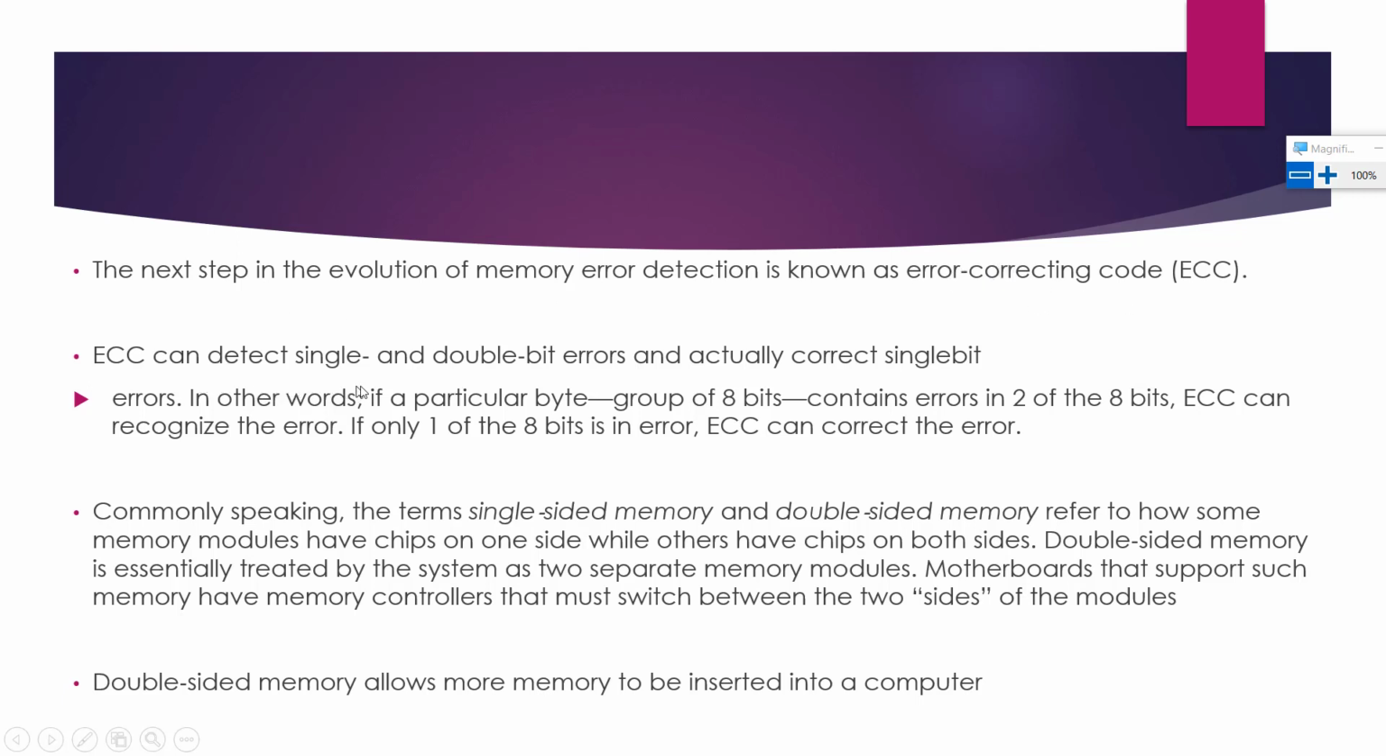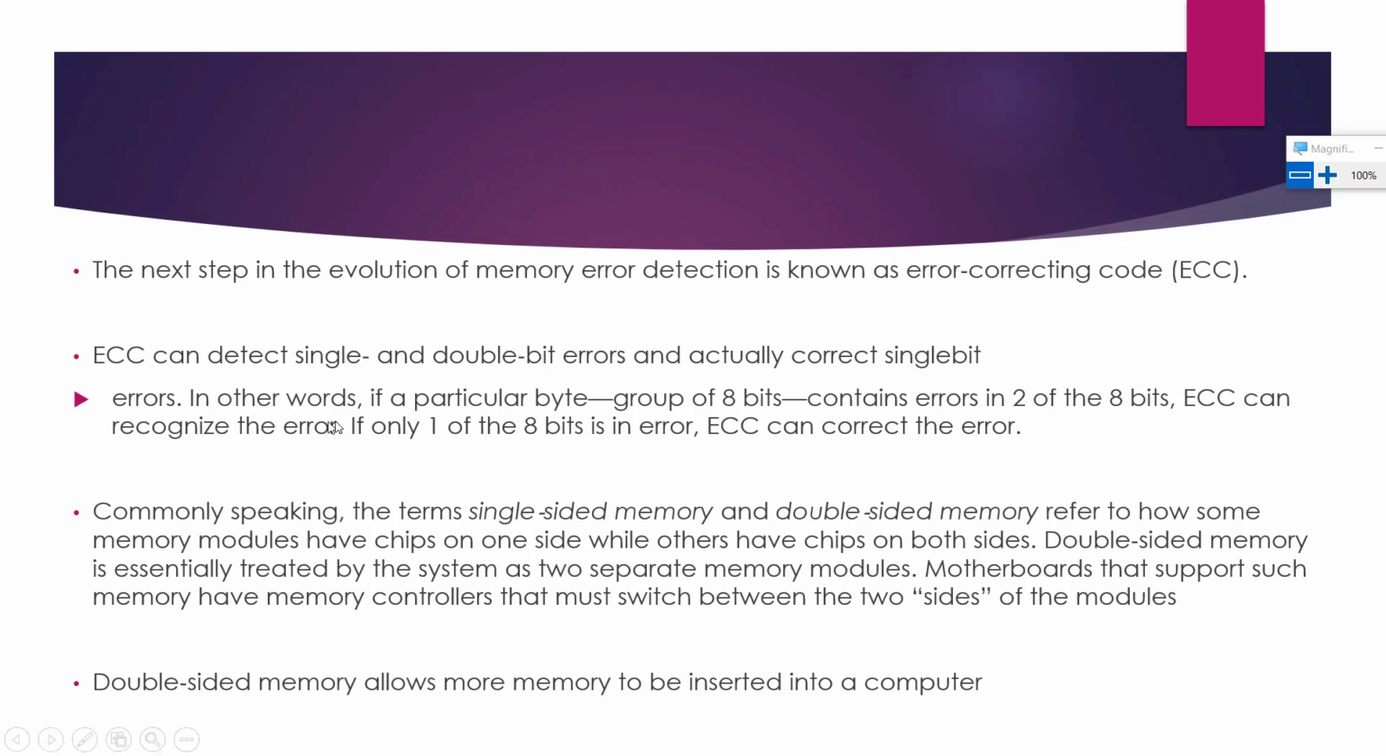ECC can detect single and double bit errors and actually correct single bit errors. In 1 byte there are 8 bits. If 1 bit has some corruption, it can detect and correct that. If 2 bits within those 8 bits have errors, or multiple bits, it cannot correct that.